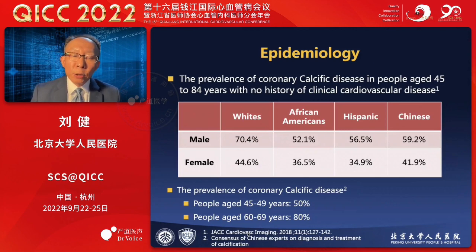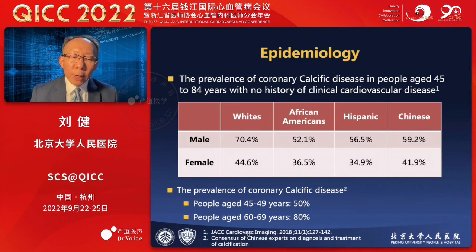In early studies, for the population aged from 45 to 84, the prevalence of coronary calcified lesions is 50% for the Chinese, 59.2% for males, and 41.9% for females.